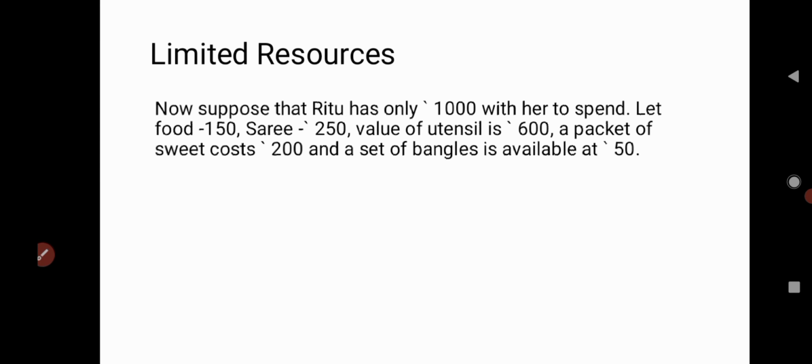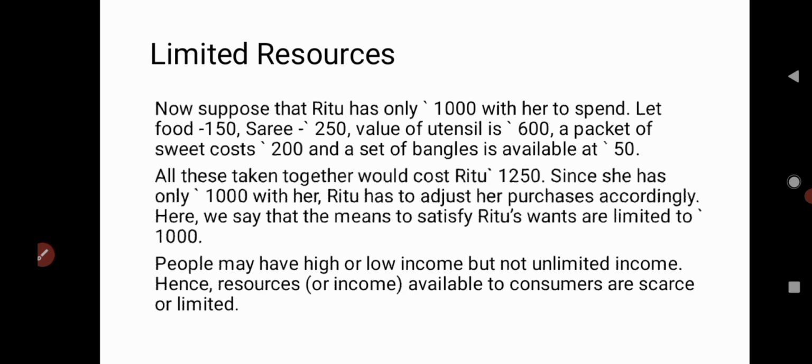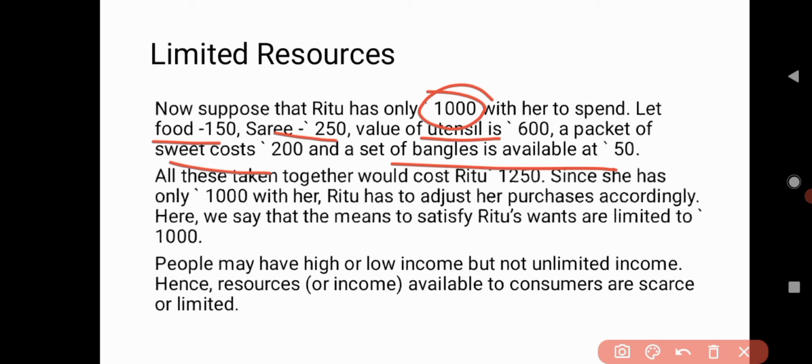Let us come to the next one, that is limited resources. Let us study this with an example. Suppose Ritu has 1,000 rupees given to her to spend. From this 1,000 rupees she wants to spend money on food, a sari, utensils, a packet of sweets and a set of bangles, with the costs given respectively. All these together, if we calculate the price, come to 1250. But how much money does Ritu have? She has only 1,000 rupees with her.